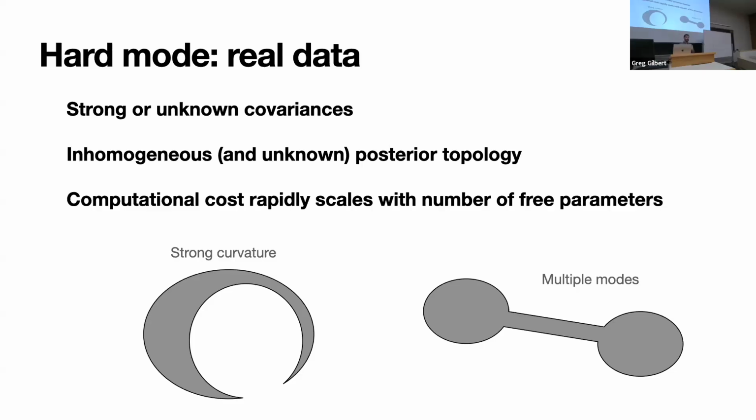And the fundamental problem is we don't know what this topology looks like at the outset. If we did, we wouldn't have to run our model. That's what we're trying to find.